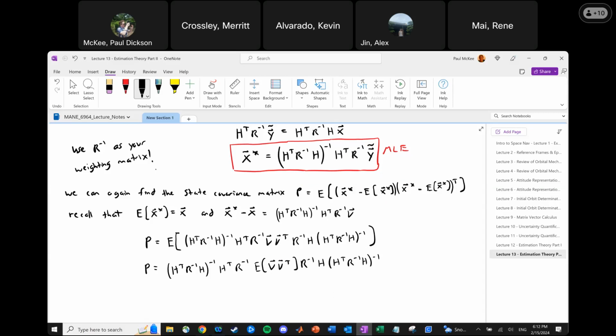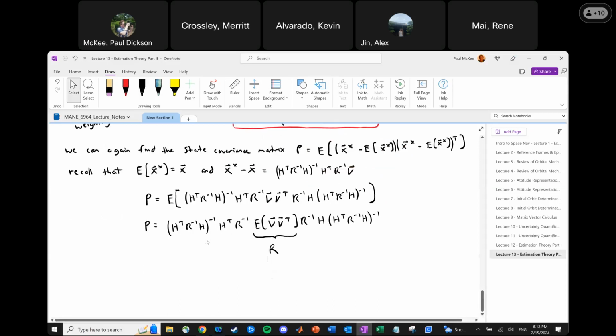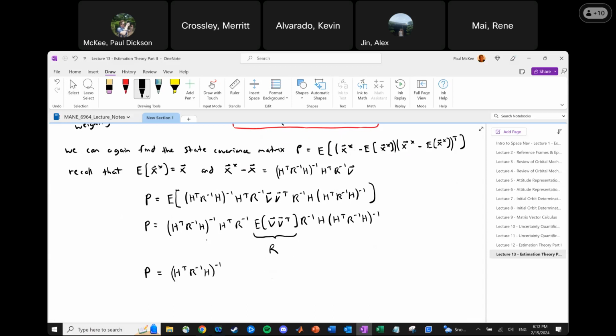So finally, well, not finally, there's two more steps. Isn't the expected value of the noise times the noise transpose just R? So this is going to simplify quite a bit, actually. State covariance is H transpose R inverse H inverse H transpose R inverse R inverse H transpose R inverse H.